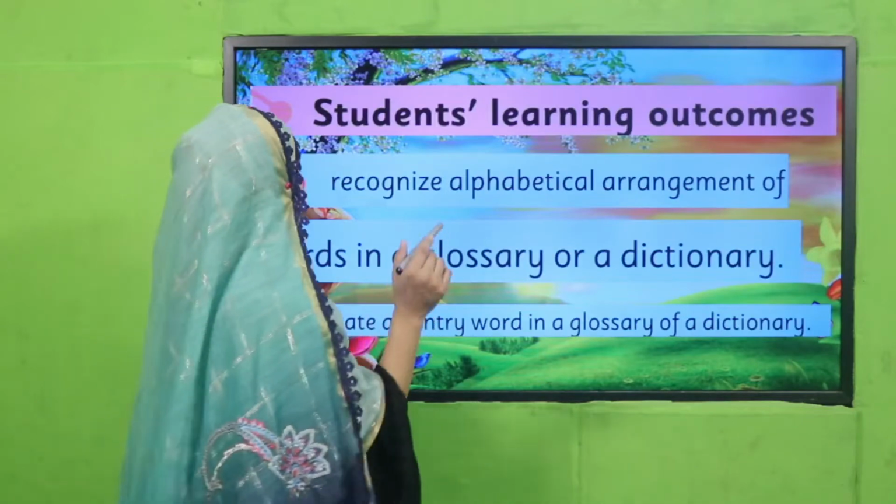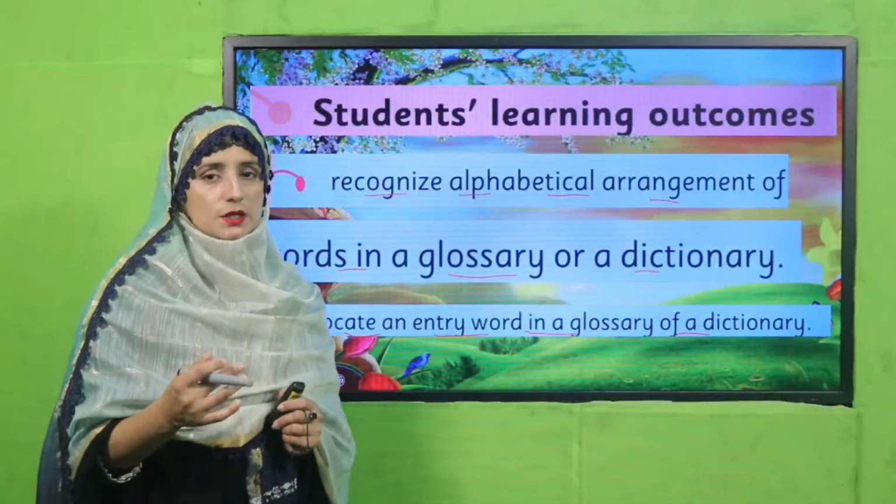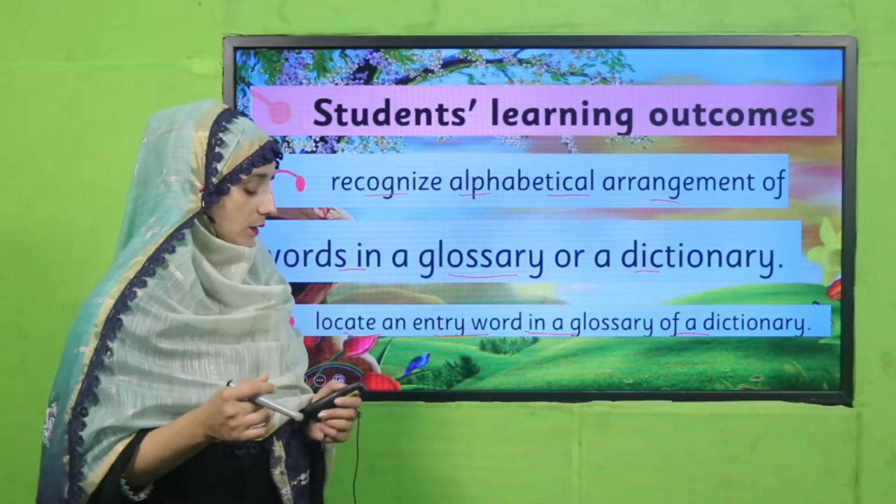Our today's students' learning outcomes are: recognize alphabetical arrangement of words in a glossary or a dictionary, and locate entry words in a glossary or a dictionary. So how can we locate words in a dictionary and a glossary.